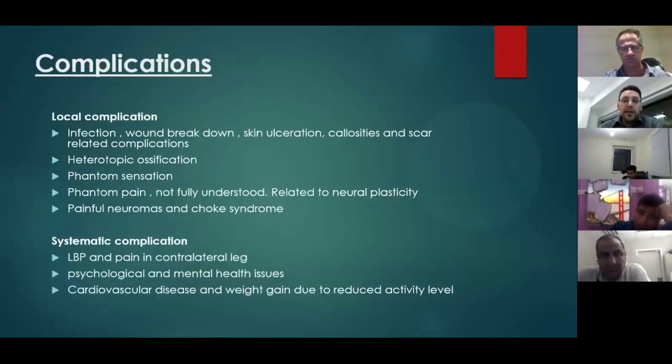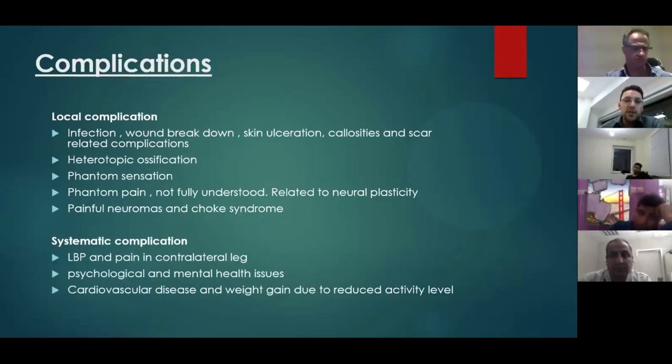In terms of the complications of amputation, I like to divide them into local complications and systemic complications. Easy for me to remember. Local complications are related to the stump itself. At the end of the day, it is surgery. So the common risks you have to think about are infection, hematoma formation, wound breakdown, skin ulceration, callosities, and scar-related complications. Heterotopic ossification is not an uncommon complication. It can happen, and it is one of the reasons for stump revision.